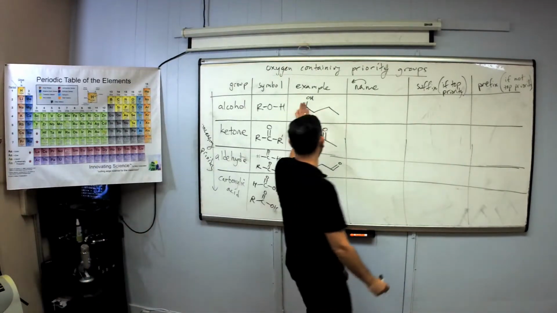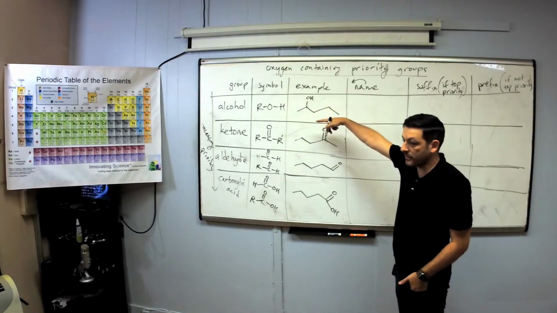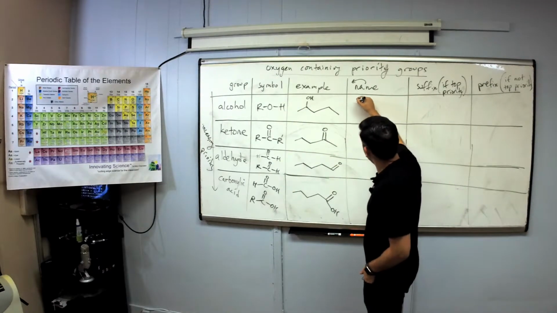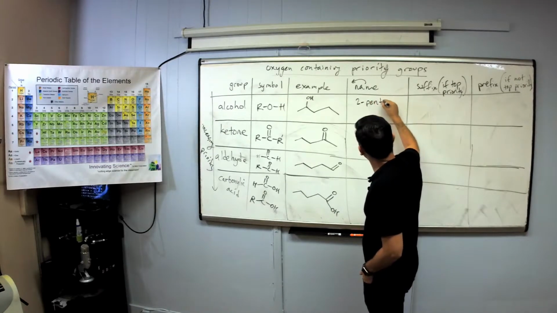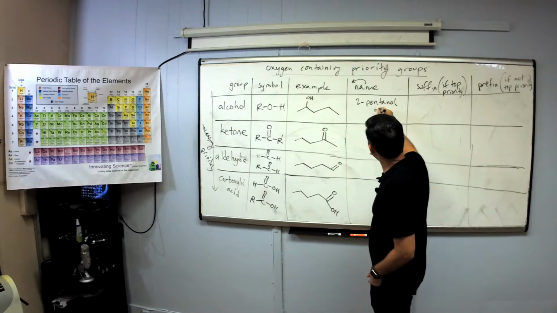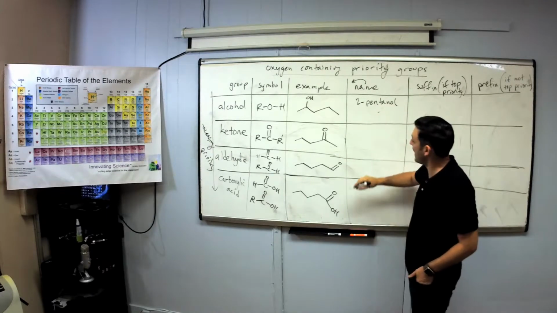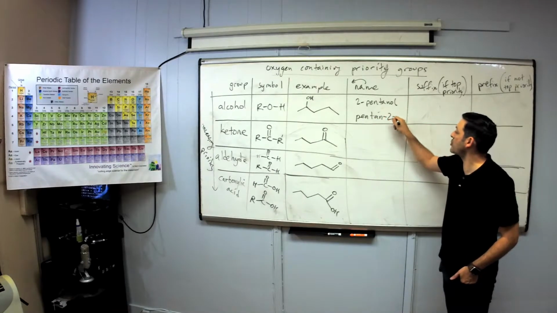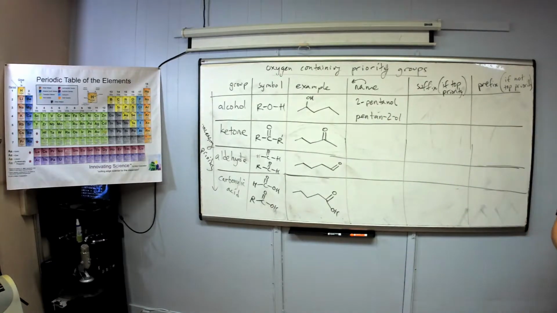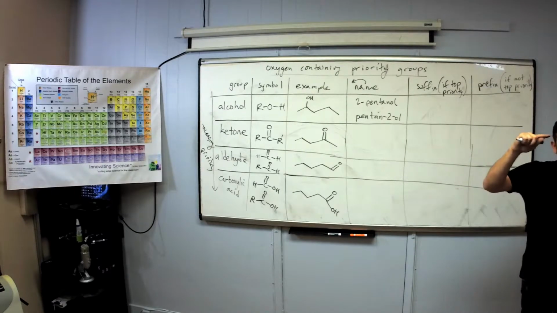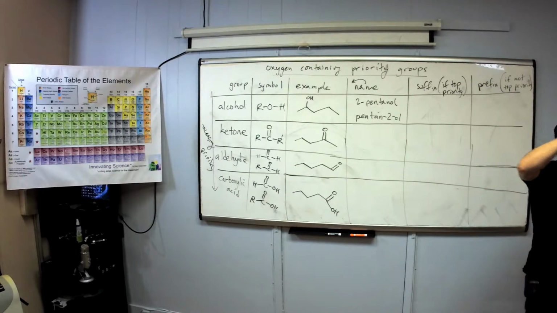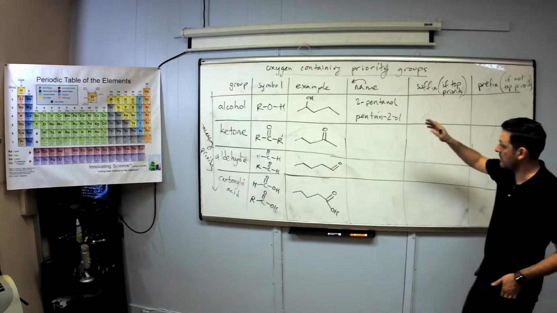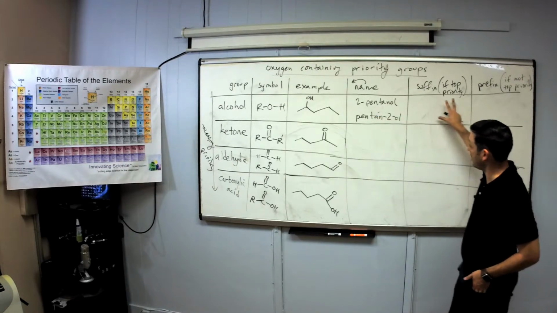What is the name of this? 2 ways to name this. You could name this 2-pentanol, or you could name that pentan-2-ol. Do you see that's a lot like I showed you how to name the alkene? Like if I had a double bond, I could call it, let's say, 2-pentene, or I could say pentan-2-ene. It's the same thing. I'll break it down in a second.